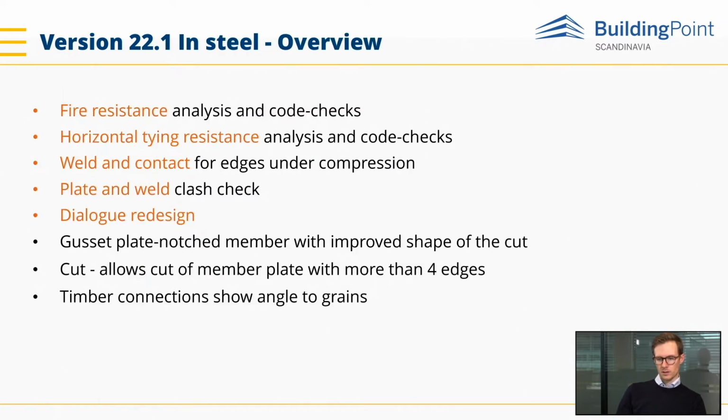So let's go into the details and look at what's new in steel first. As mentioned, there's fire resistance analysis and code check, horizontal tying resistance, weld and contact, and we also have a new plate and weld clash check that will give you a message if something is wrong. And the dialog is a little bit redesigned to look better and to be more streamlined.